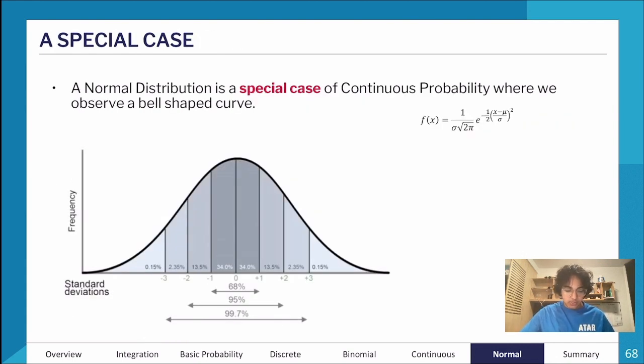Like I said, it follows this really special bell-shaped curve. What's really nice about this is that this one here is your standard normal distribution. You can see that its mean is centered at 0, so mu is equal to 0, right?